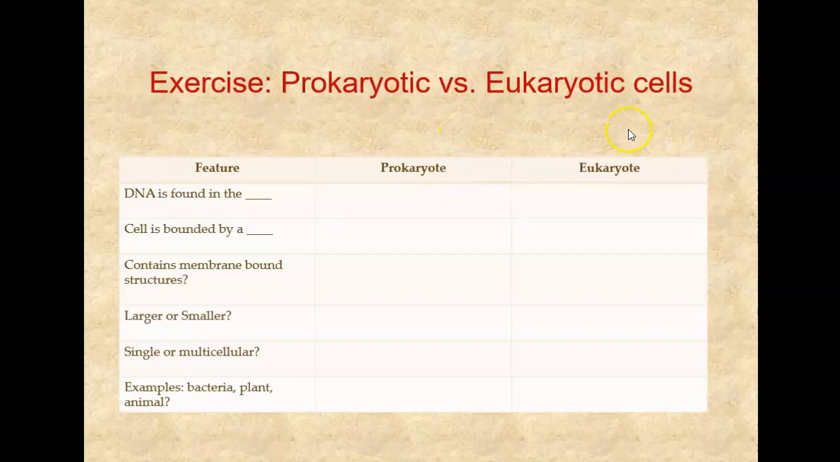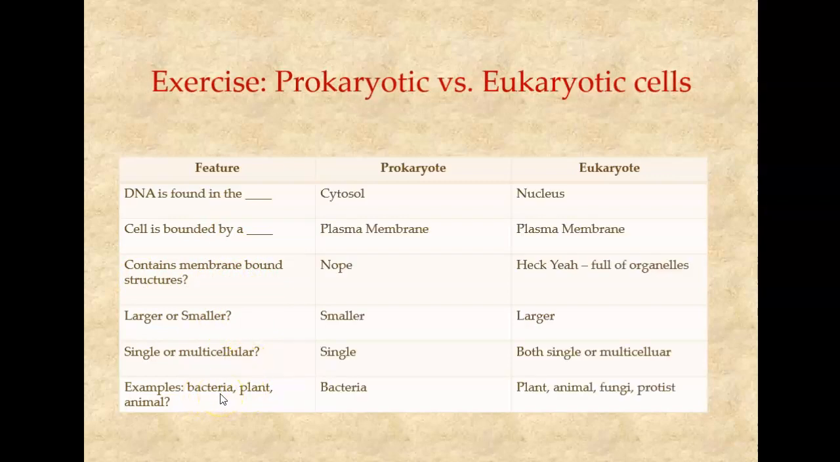So very lastly, you should now have an idea. You should know these facts about where DNA is found, how the cell is bounded, what kind of membrane-bound structures exist there, larger, smaller, multicellular, and then some examples. I'm not going to physically read this all, other than saying, again, the definition of a eukaryotic cell is that it has this nucleus, it has these membrane bound structures. And that is it.